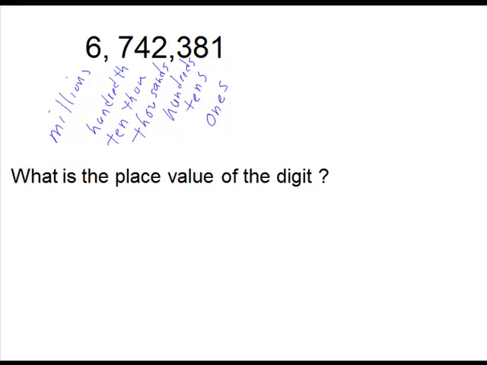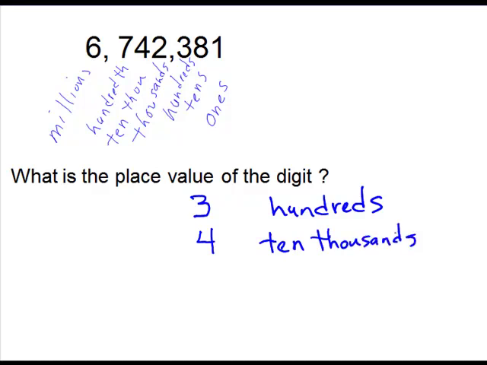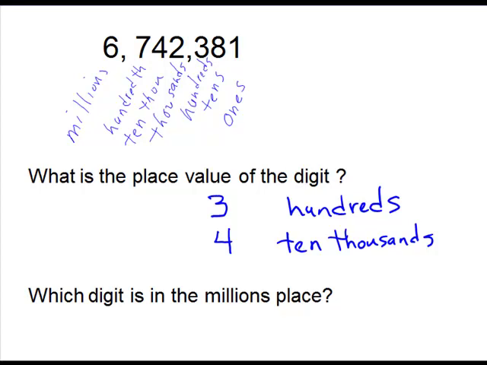Our first question we'll have is, what is the place value of a certain digit? So if we ask, what is the place value of the 3, you would look and you would just say it's in the hundreds place. And how about the 4? The 4 is in the 10,000s place. You might have a different kind of question which asks which digit is in the millions place. So you look, you find the place value, and it is the 6.